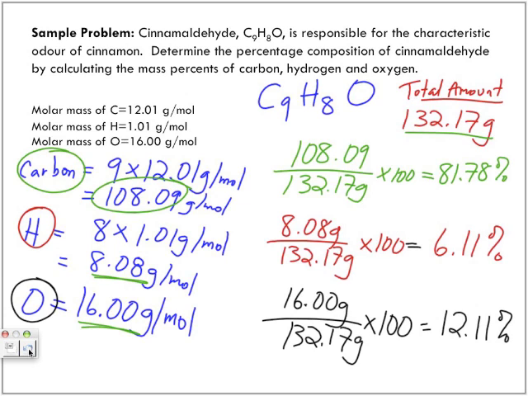And then, to double check that you're correct, what can you do? Add them all up. When you add them, what should you get? 100%.